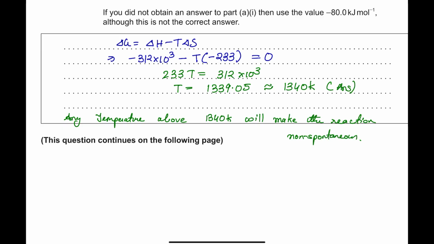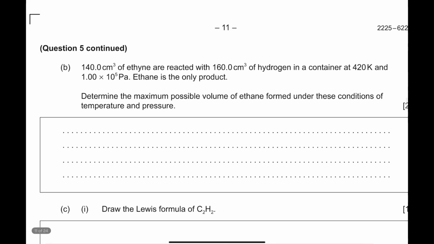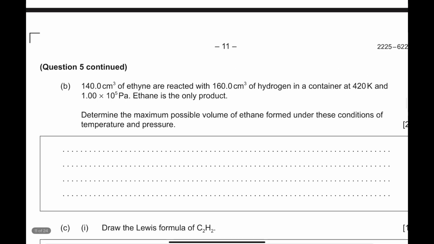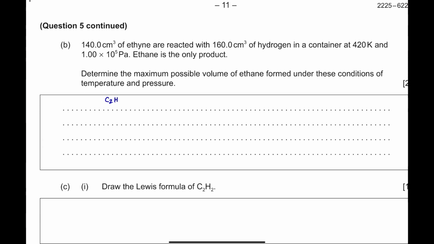The next one: you have 140 cm³ of ethyne which reacted with 160 cm³ of hydrogen at this temperature and pressure, and ethane is the only product. Maximum possible volume of ethane. So the reaction should be like this given reaction: C2H2 gas plus twice H2 gas gives you C2H6 gas. Fine. So C2H2 is ethyne, C2H6 is ethane.